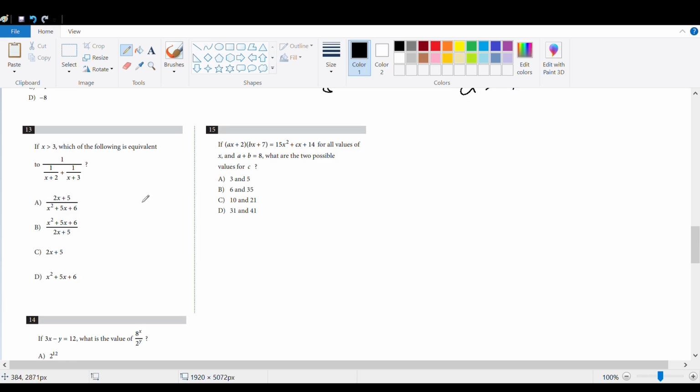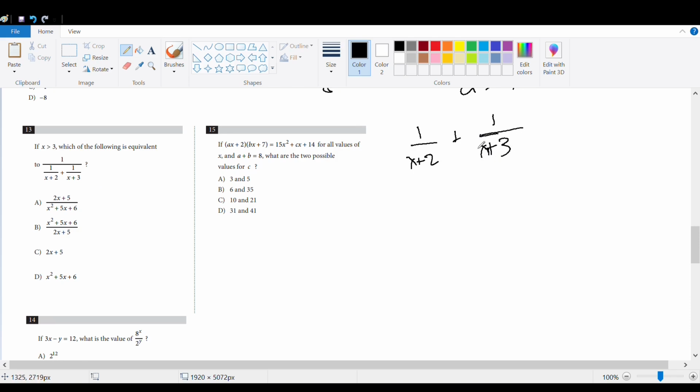So 13. If x is greater than 3, which of the following is equivalent to this? And this may seem very daunting at first, but there is a way to solve this. So first, x is greater than 3, we can just think about that later on. So we want these two here to have the same denominators, so we could add them together. So 1 over x plus 2 plus 1 over x plus 3.